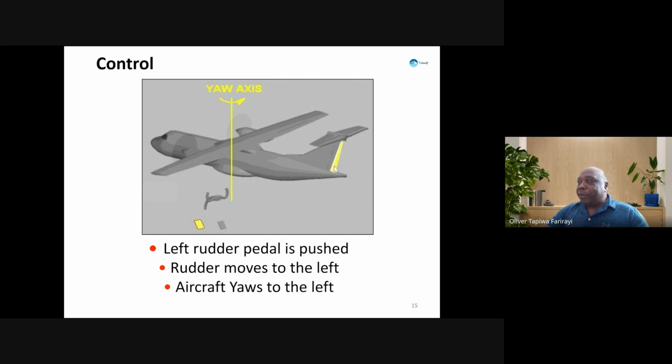You use the rudder here. The left rudder pedal here is what moves this rudder here. Left rudder pedal is pushed, the rudder moves to the left, then the aircraft will yaw to the left.